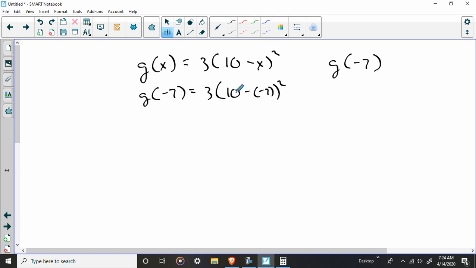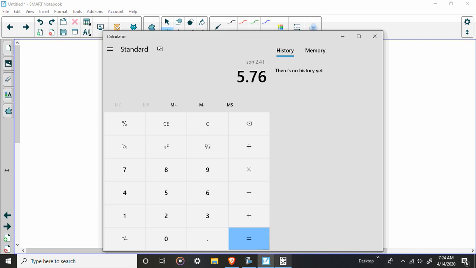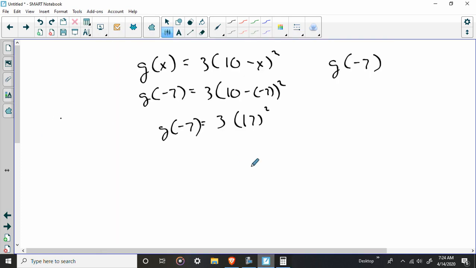Okay, so again, let's do our parentheses first. 10 minus negative 7 is actually 10 plus 7, right? This is double negative. So this becomes 17. 17 squared is, I have no idea. 289? 289. Ford Mustang motor. Okay, all right.